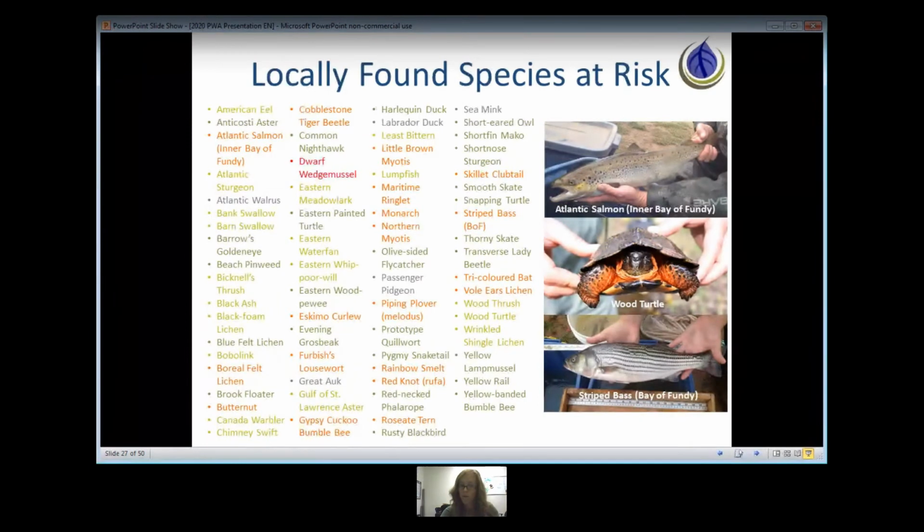And this is just an example. I won't go all through this, but this is just a list of the species at risk found in our province of New Brunswick. And one of them being the inner Bay of Fundy Atlantic salmon, which is endangered, which obviously was impacted by the causeway in our watershed. We also have the wood turtle, which is threatened by many of our human activities surrounding their habitat, such as agriculture and deforestation as well. And also the striped bass, which is considered still endangered, that was also impacted in our waterways.